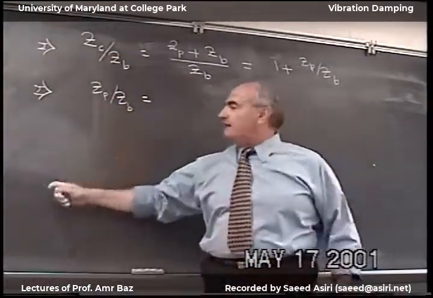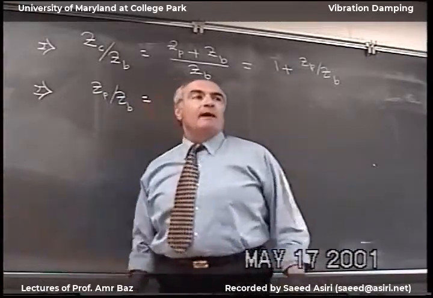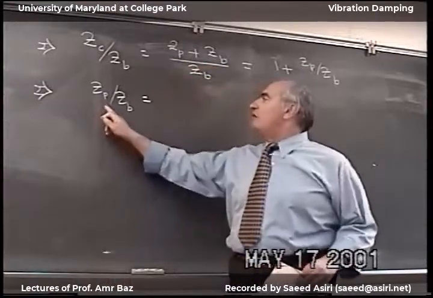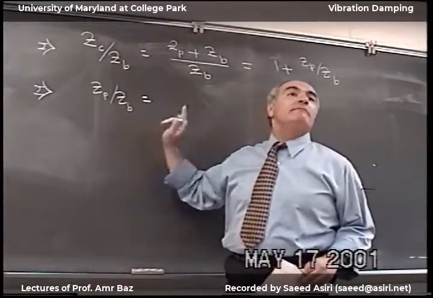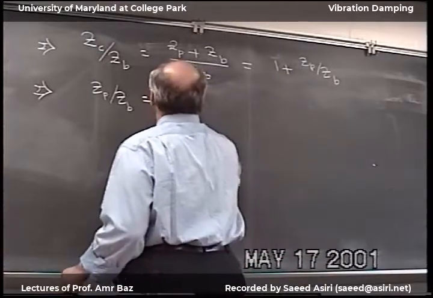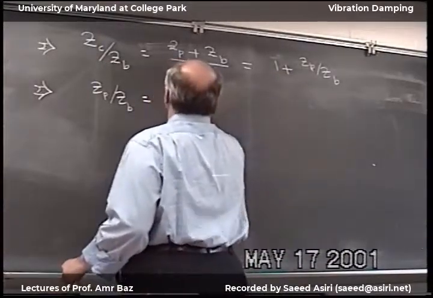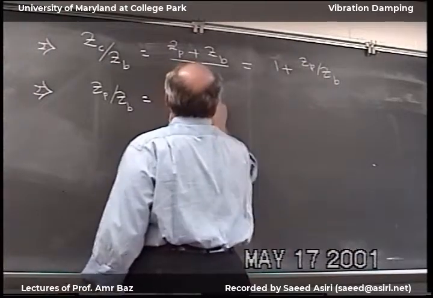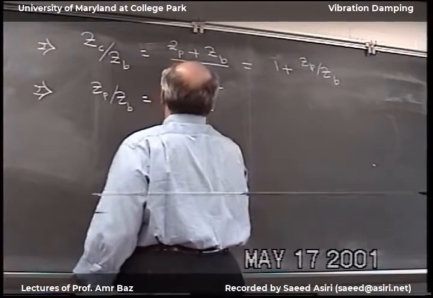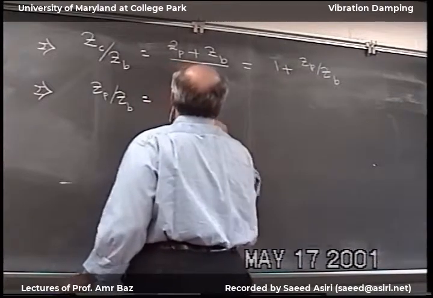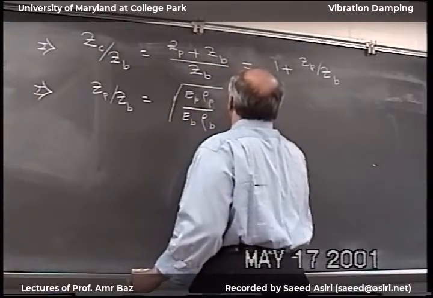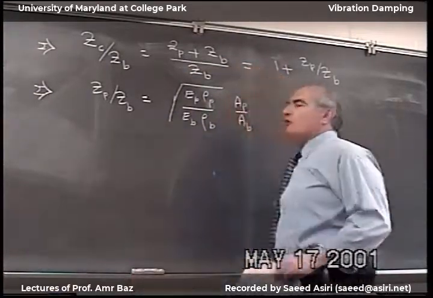Any impedance, I can get it from this equation. So I want the impedance of the piezo to the impedance of the base rod. So this will equal the square root of E piezo rho piezo divided by E base rho base, then the area ratio of piezo divided by the base rod. The omega will cancel out.